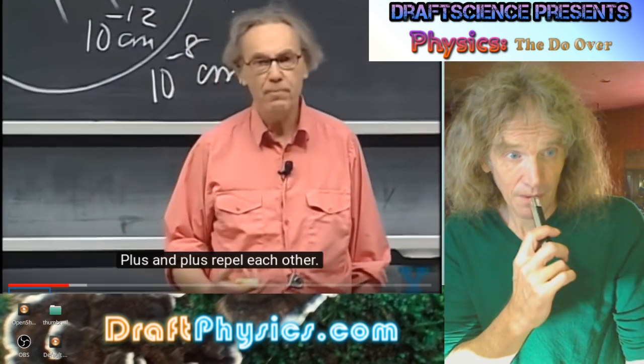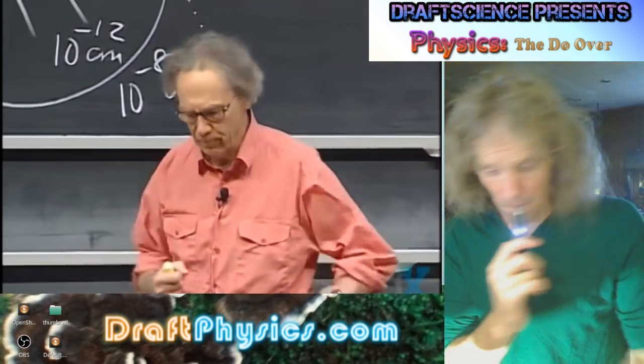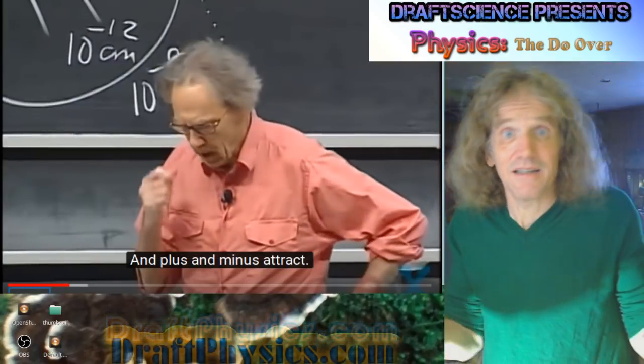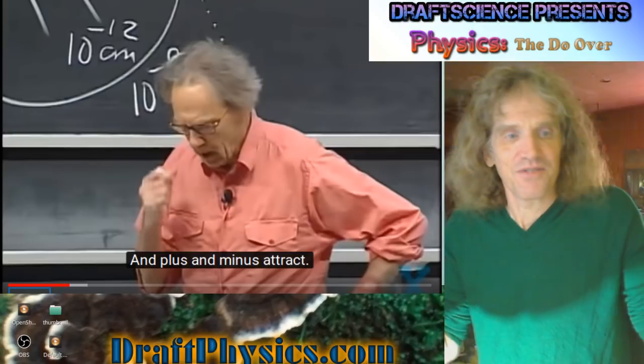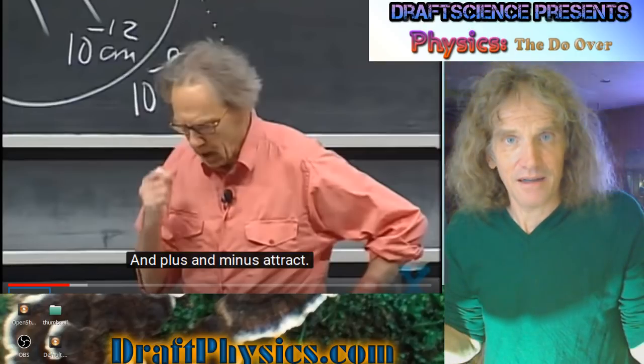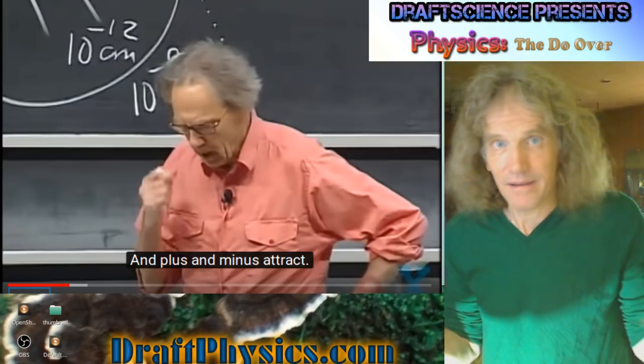Plus and plus repel each other, minus and minus repel each other, and plus and minus attract. So that's all he says. He doesn't say why they do any of that. Okay, so it's just written as a law. This is what it does. But he doesn't explain any force bits that do any of that, any mechanism.